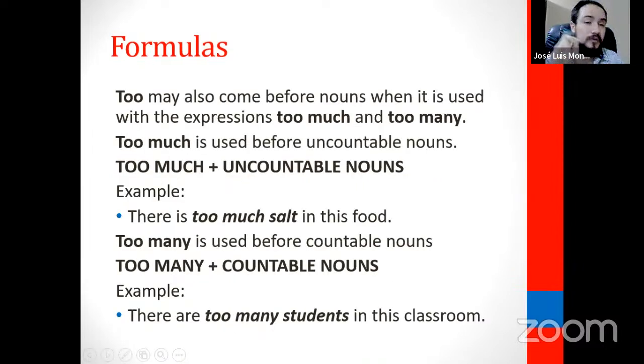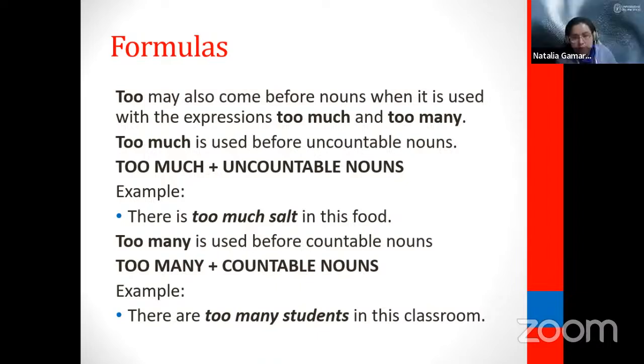Now we have two more things to do with too. You can use them with nouns, but if you want to use them with nouns, of course, you have to use much and many, right? So if I ask you here, Natalie, what's the difference between much and many? Much is for uncountable nouns, and many is for countable nouns.